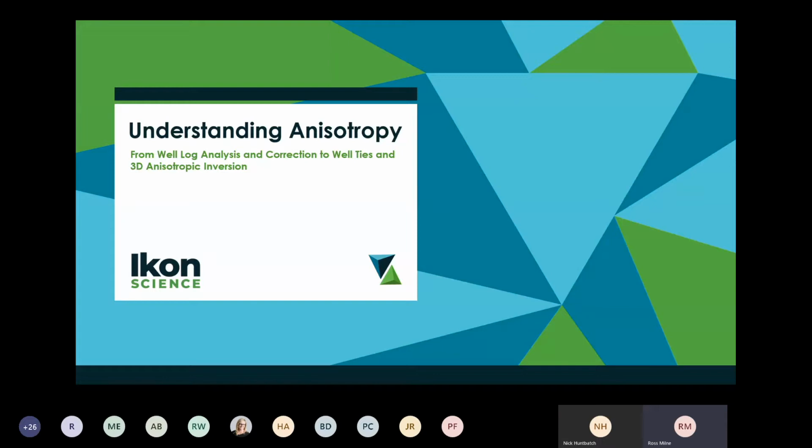He's going to talk to us about anisotropy and how we can understand and account for that in our seismic analysis workflows. I guess anisotropy has, in the past, often been the elephant in the room that we've quietly ignored, and I think we're slowly getting to grips with getting a better idea about it in lots of different aspects of geophysics. So the title of Nick's talk today is From Well Log Analysis and Correction to Well Ties and 3D Anisotropic Inversion.